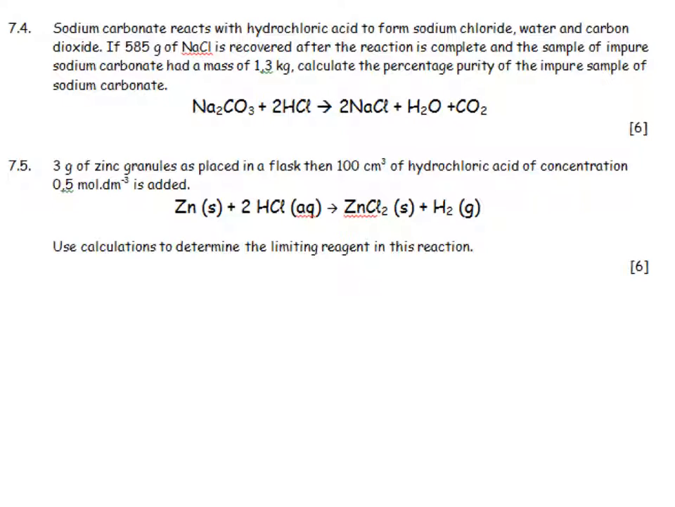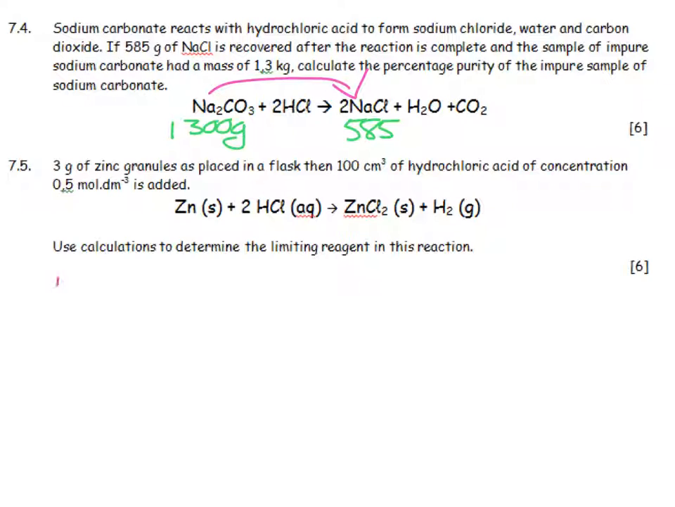Sodium carbonate reacts with hydrochloric acid to form sodium chloride. We've got a certain mass of sodium chloride recovered after the reaction is complete, and the sample of impure sodium carbonate had a mass of 1,300 grams. Calculate the percentage purity of the impure sample. So first what I'm going to do is work out what I should have got from 1,300 grams of sodium carbonate.